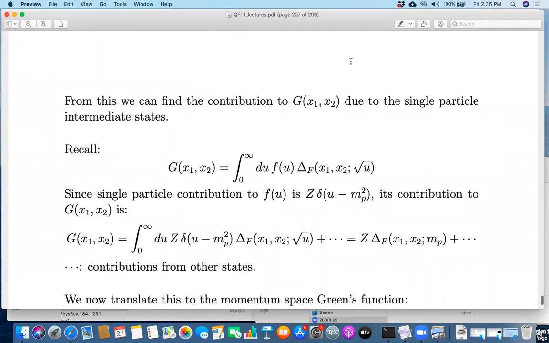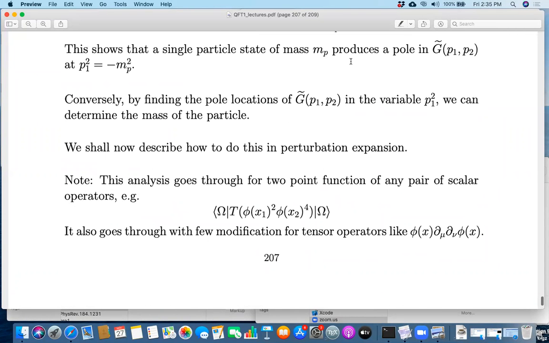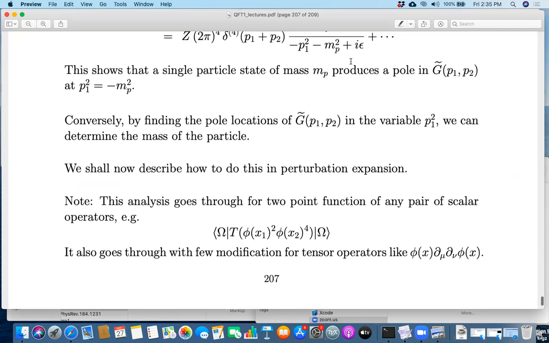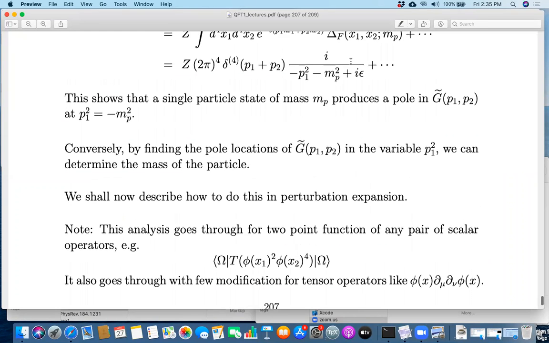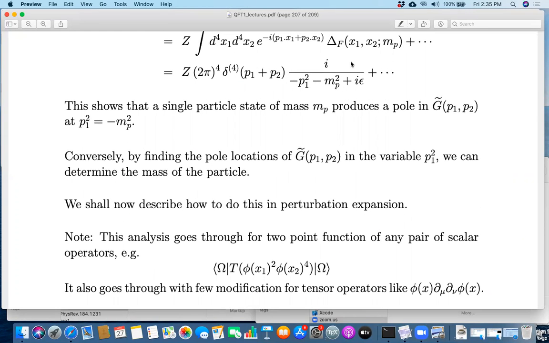Are there other questions? Sir, can there be multiple poles? Yes, if there are, for example, different kinds of particles of different masses, then each of them will contribute poles. So there will be multiple poles.